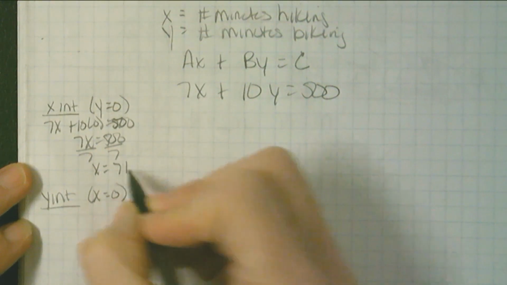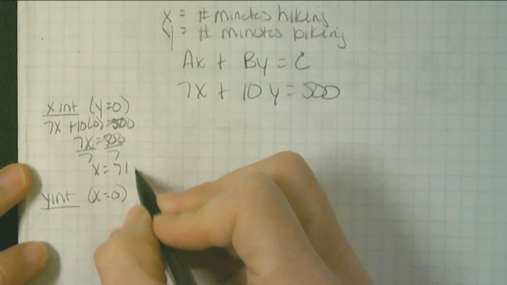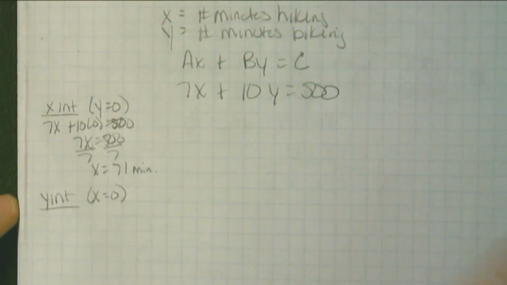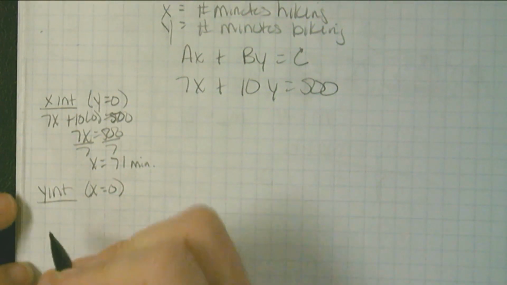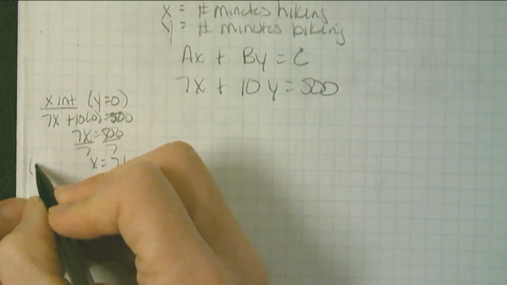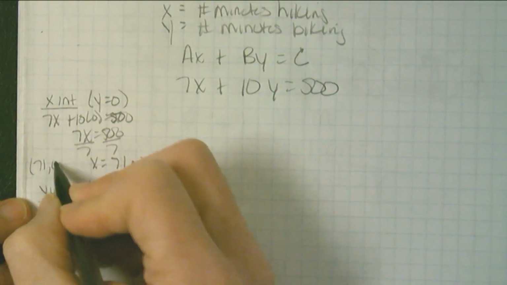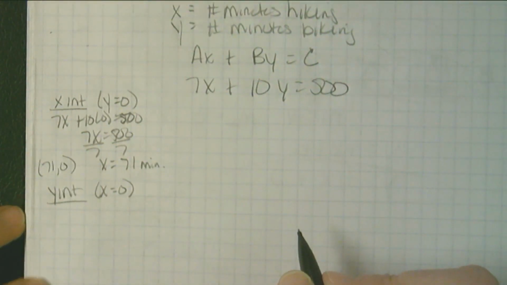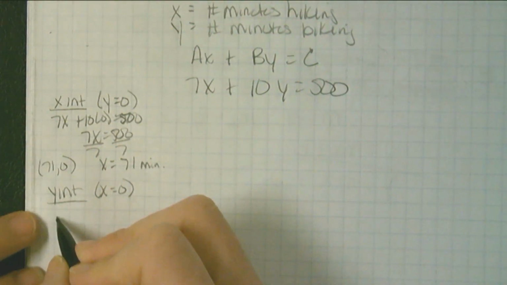And you're just going to round this. I'm just going to say 71 minutes. So this would end up being 71, 0. Don't forget to put that y-intercept and x-intercept as two different coordinate points.